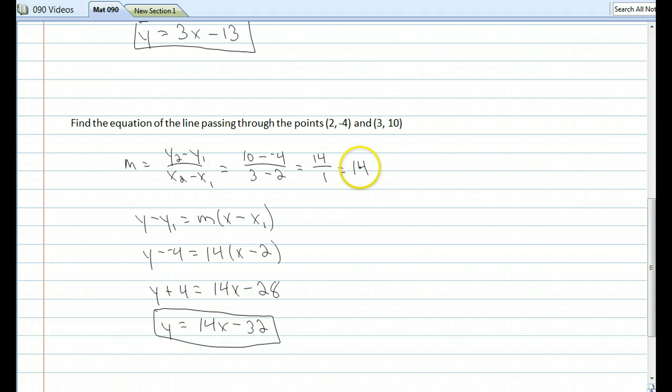Then you can take that slope and one of your points and use point slope form to get the equation of your line. Again, the only complication you might run into is you might have to actually use fractions, which would involve adding, subtracting, multiplying fractions. And again, if you need help with that, you can refer to our other videos.